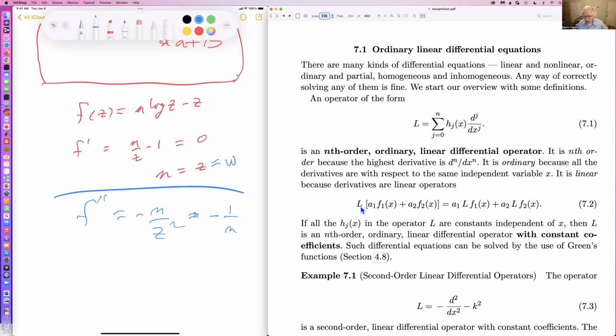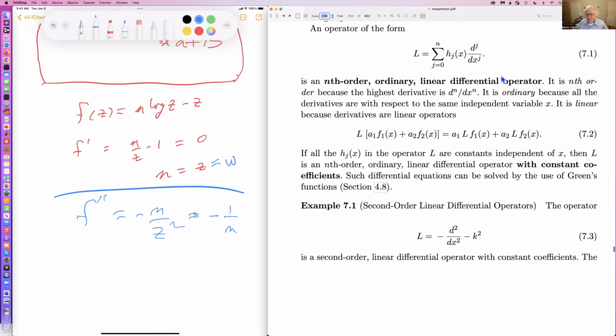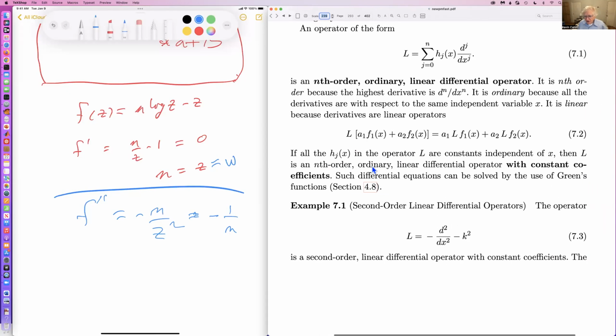Derivatives are linear operators, so L on the sum of two functions multiplied by two constants is the two constants multiplying L on each of the two functions added together. If all of the a_j here are constants independent of x, then we say L is an nth order ordinary linear differential operator with constant coefficients. And such differential equations can be solved, in principle at least, formally solved by using Green's functions, as in chapter 4, section 8.